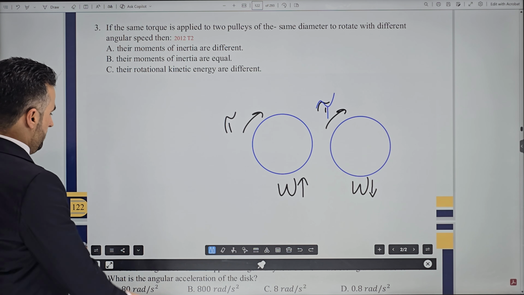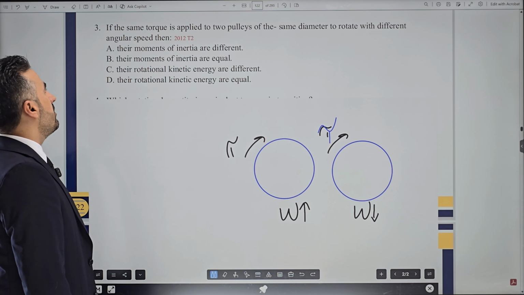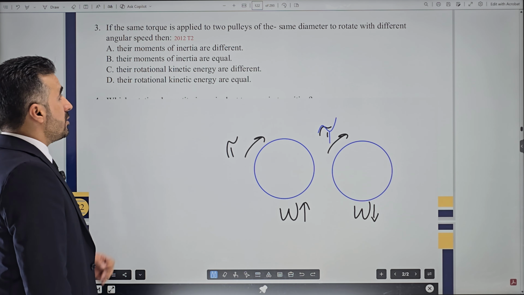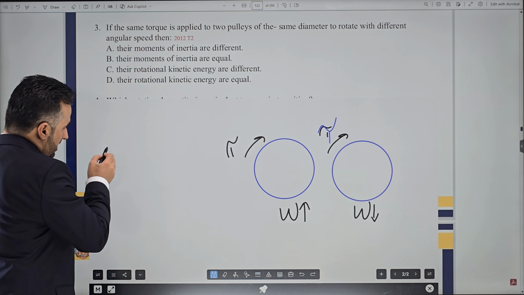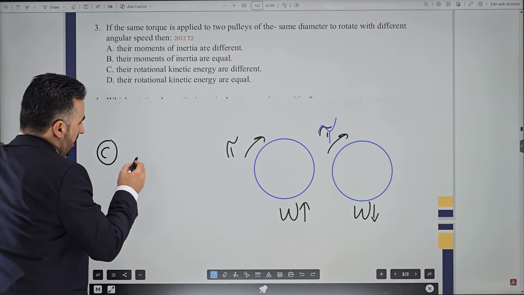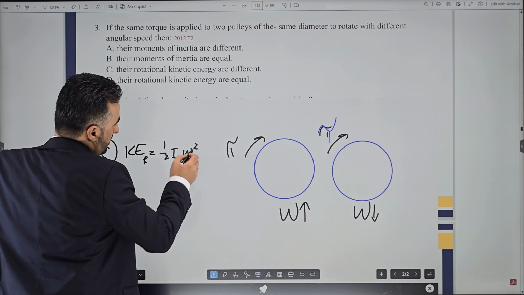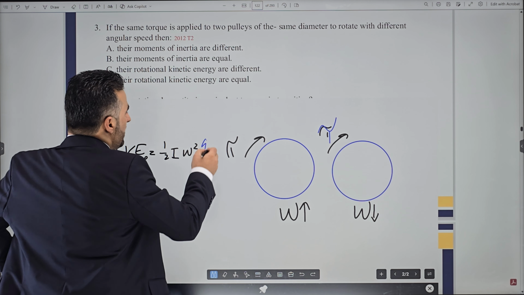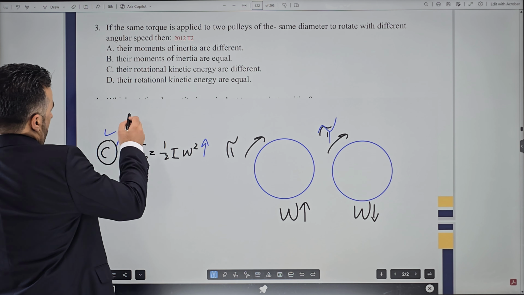So what is the question here? Rotate with different angular speed, so one of them is larger than the other one. Part A says their moment of inertia is different. Part B says their moment of inertia are equal. C says their rotational kinetic energy are different. Well, one easy way to get away with that, we can say option C is correct, because we know that kinetic energy of rotation is equal to 1/2 moment of inertia times angular speed squared, yes? So if they have different angular speed, then clearly their kinetic energy of rotation would be different. So that is one correct answer.